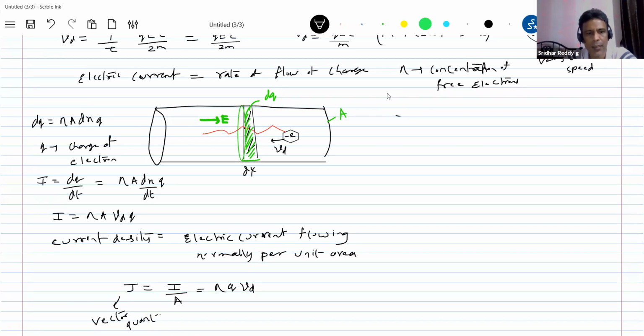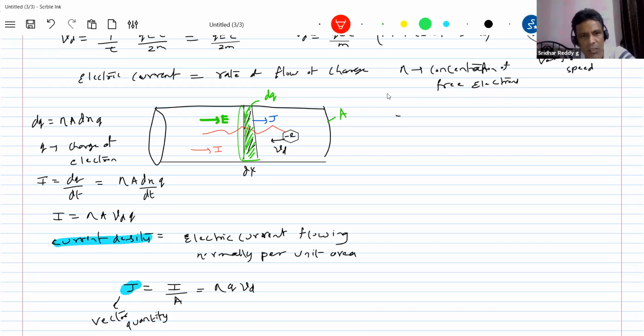So how will it be directed? It will be directed normal to the area of cross section. So what is the direction of current? Charge is flowing here, so the current density will be directed in this way. Current density, we define it as a vector quantity, directed normal to the surface through which current is flowing. What is the direction of current? The direction of current is opposite to the flow of electrons, or in the direction of conventional charge.